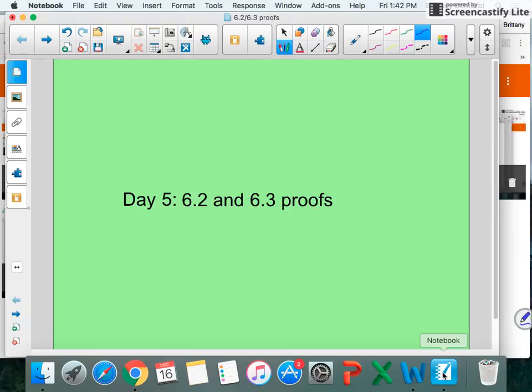Today we are going to do proofs. So we've learned the theorems for the parallelogram. We're going to now prove that either something is a parallelogram, or use what we know about parallelograms to prove other things. So we have three examples here.